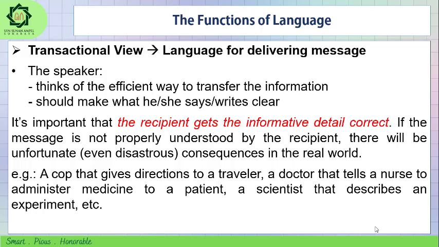For example, a cop that gives directions to a traveler. So we can assume that if the cop delivers the wrong message while giving the directions, consequently, the traveler will get lost, for example. That is the unfortunate effect. Or the other examples are a doctor that tells a nurse to administer medicine to a patient, etc.